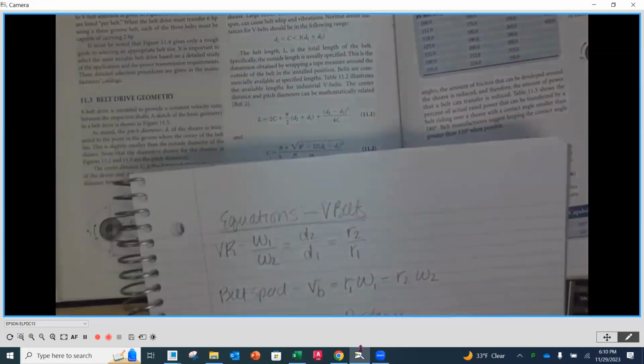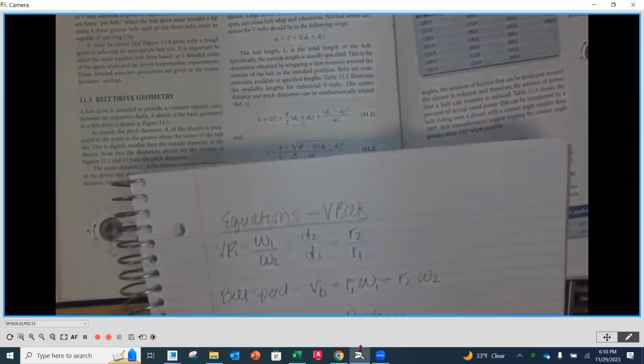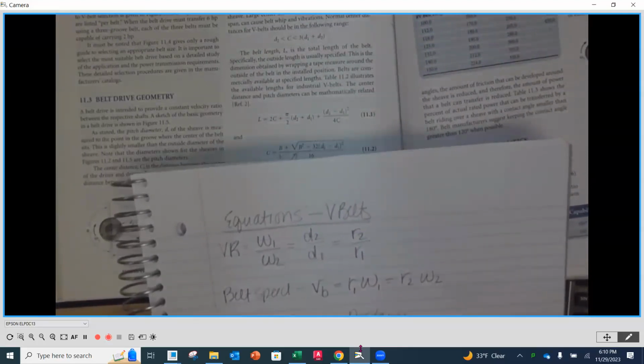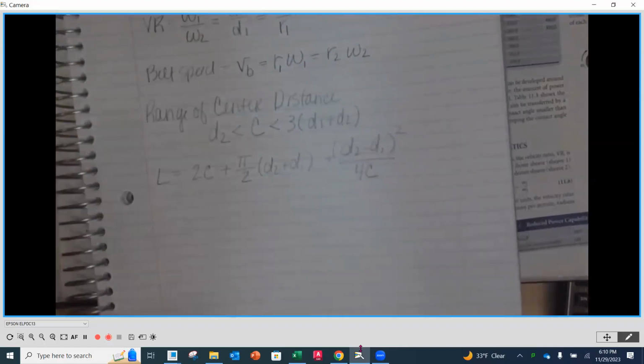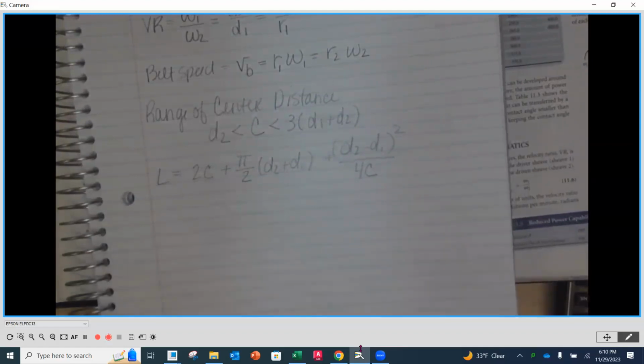So the next thing we're going to write down is the length, capital L. It's going to be 2 times C plus pi over 2 times (D2 plus D1) plus (D2 minus D1) squared, divided by 4C. Okay, that's that same equation. Now this is to determine, based on the center distance that we pick within that range, what's the closest belt that's made continuously that we could choose? Do you see that, Jesse?